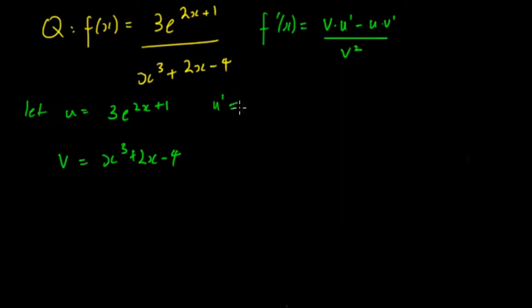So u dash is equal to 6e to the 2x plus 1. I got that by the power having to stay the same with the e, and then the derivative of 2x plus 1 is 2, so I did 3 times 2, and that's where I got 6e to the 2x plus 1.